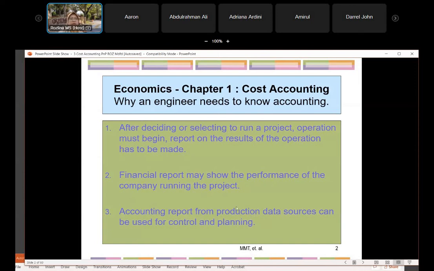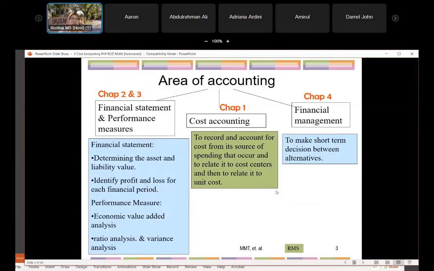To have your control and planning. Okay, in this area, you will have 4 chapters. First is financial statement and performance measures. Under this topic, you will determine the asset and liability value, identify profit and loss, and then performance measures.